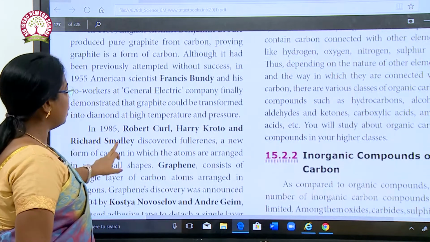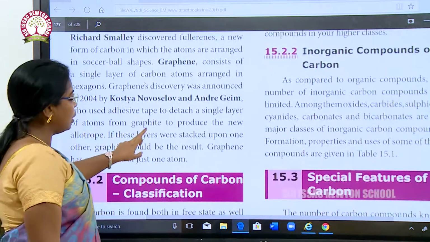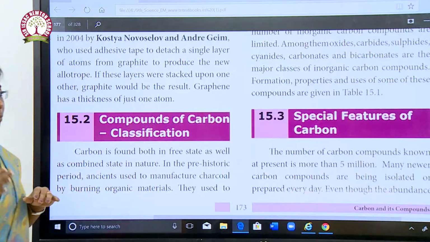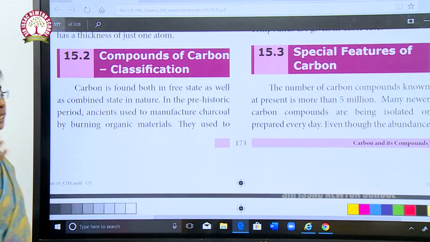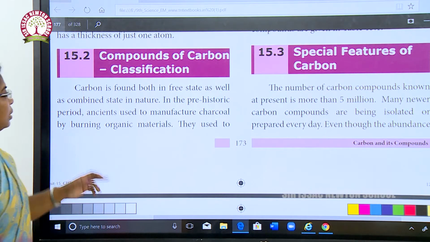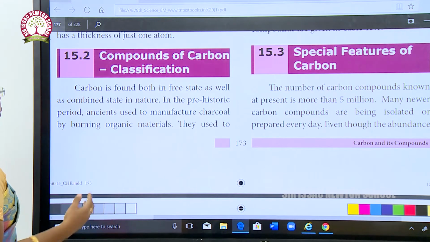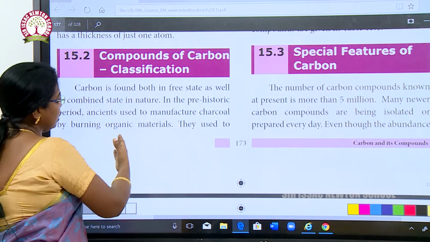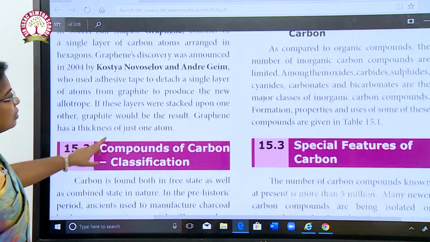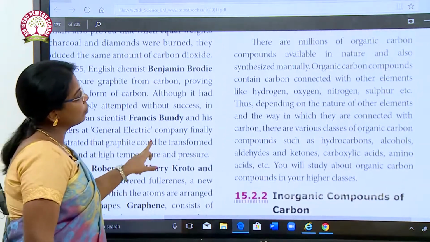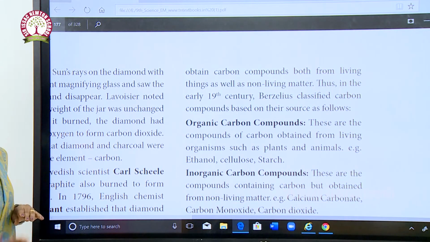Robert Curl, Harry Kroto, and Richard Smalley also made discoveries regarding carbon. So now we are going to see the compounds of carbon. Carbon is found both in the free state as well as in the combined state in nature. In the prehistoric period, ancient people used to manufacture charcoal by burning organic materials. They used to obtain carbon compounds both from living things as well as non-living things.